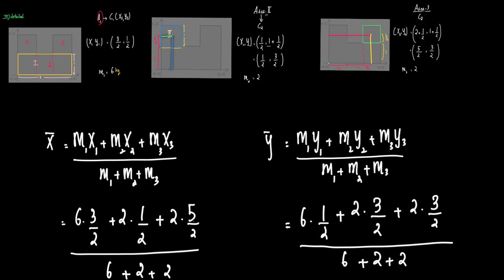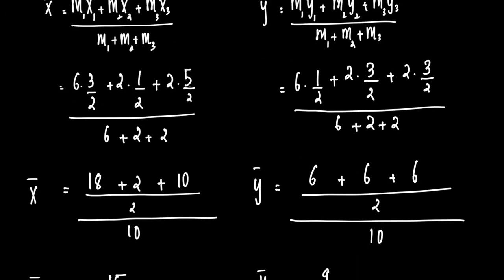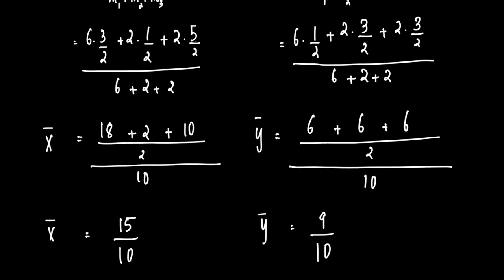Okay. Now what is m1? 6. So this becomes 6 into 3 by 2, plus m2 is 2, 2 into 1 by 2, plus 2 into 5 by 2. Similarly, for the y coordinates it becomes 6 into 1 by 2, plus 2 into 3 by 2, plus 2 into 3 by 2. Denominator being m1 plus m2 plus m3, which is 6 plus 2 plus 2, which of course, being a ratio, would cancel out to give the answer as 1.